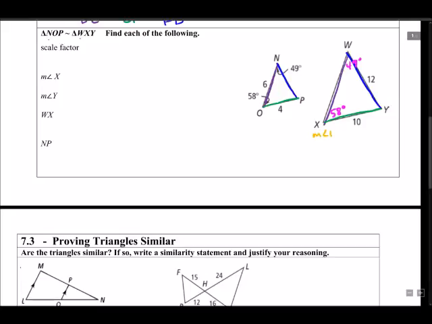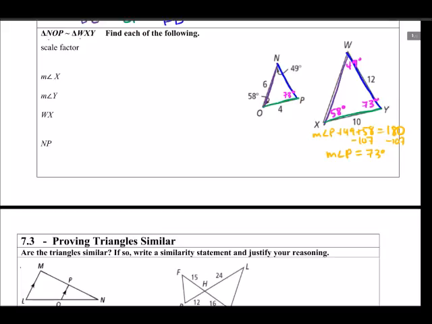So the measure of angle P plus 49 plus 58, triangle angle sum theorem here, says they equal 180. That's 107. So minus 107 on both sides. The measure of angle P is going to be 73 degrees. So I can go in, and I know that this is 73 degrees, and I know this is 73 degrees. All right. So we have labeled everything we know.